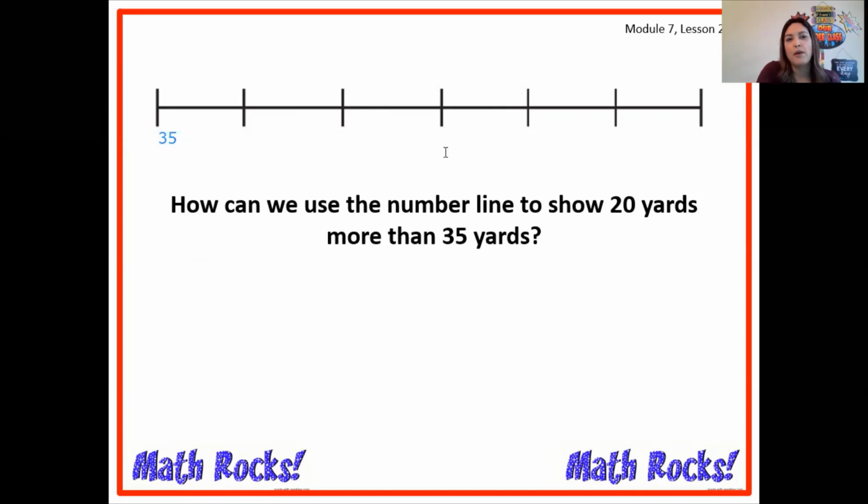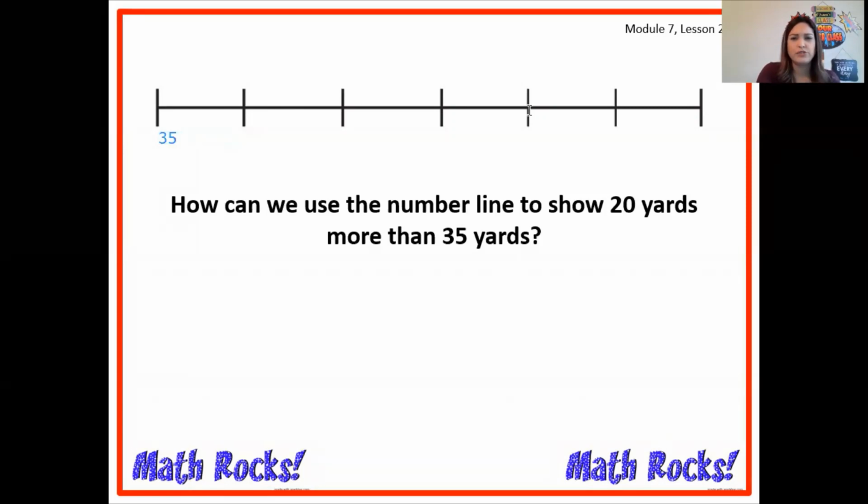So that means we have to count by what? By 5. So I want 20 yards more than 35. So I'm starting at 0 and I would count by 5. Okay, we need 20 yards. So 5, 10, 15, 20. Right here. I am right here. I know that's 20 yards more, but what number is that?